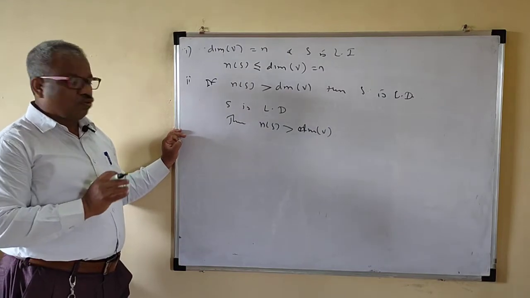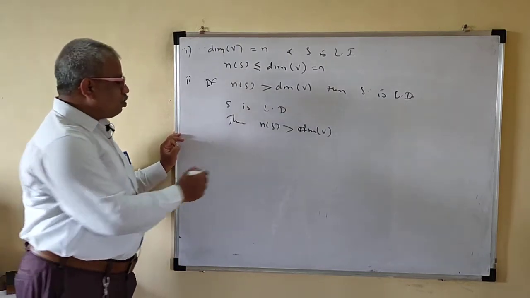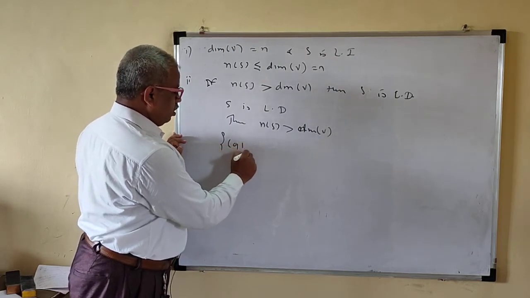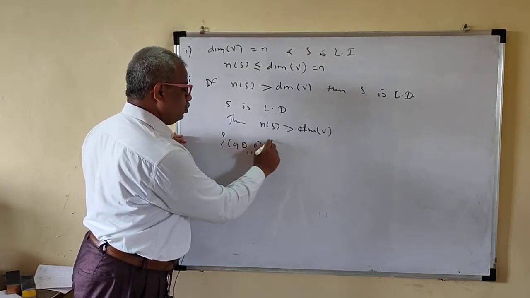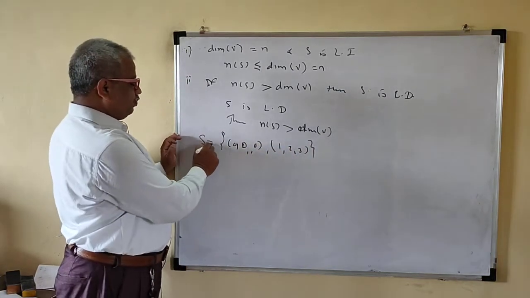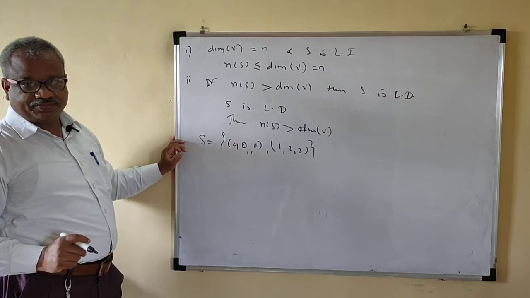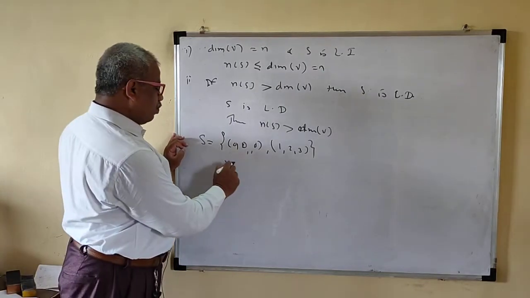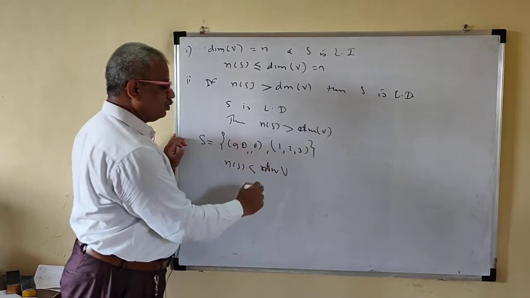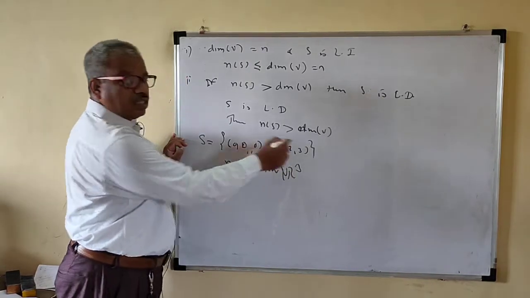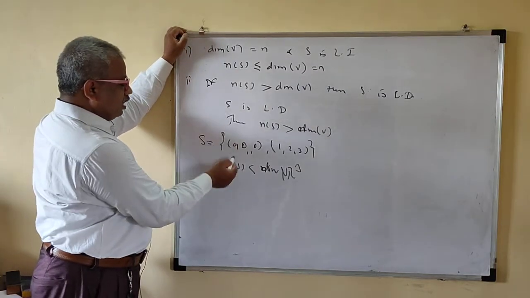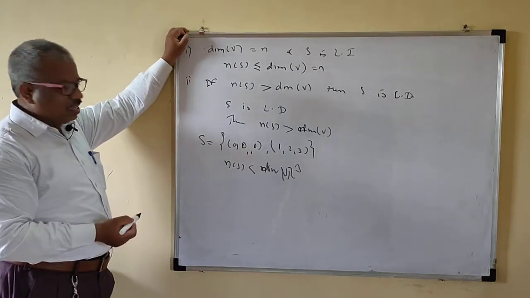This is not true, because this set is (0, 0, 1), (0, 0, 0). This is your S. This is linearly dependent, and the number of elements in S is less than or equal to the dimension of R3, because this is a subset of R3. So S is linearly dependent, but the number of elements in S is less than this.